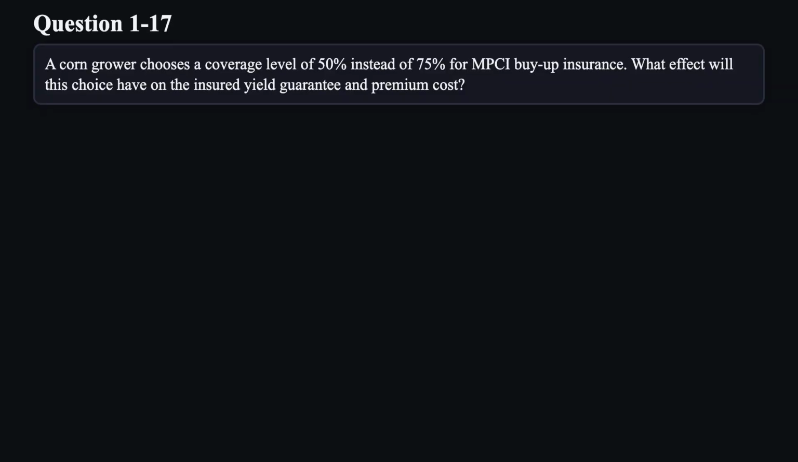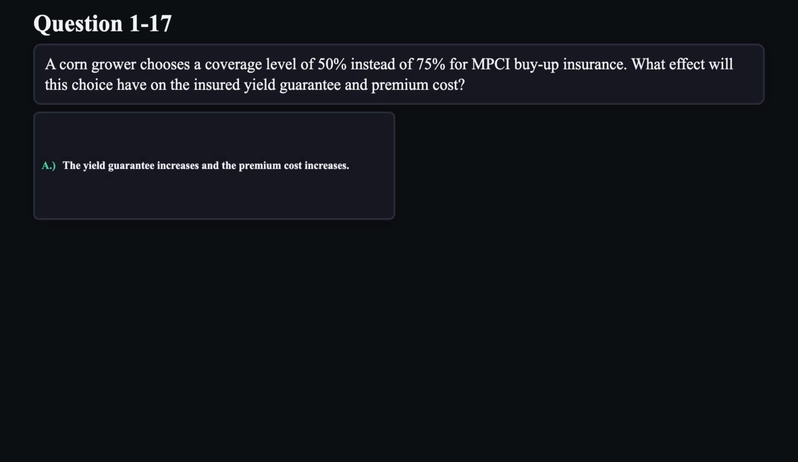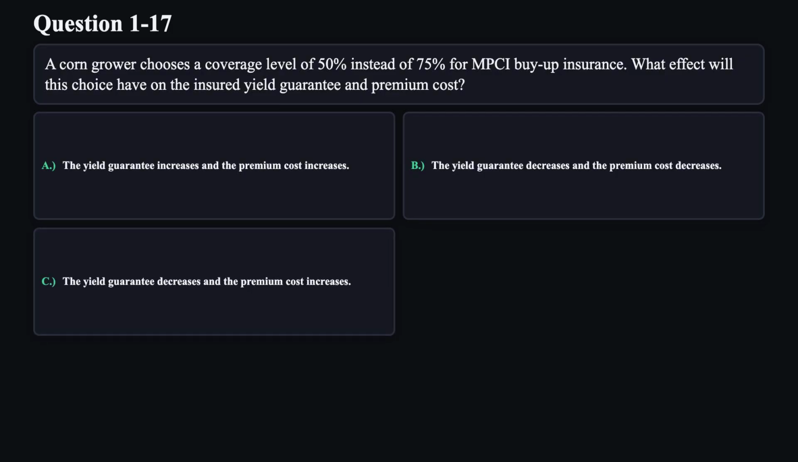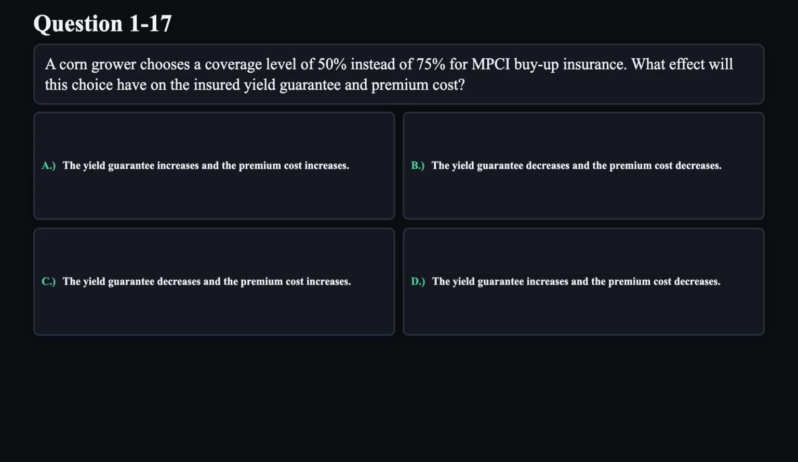Question 17. A corn grower chooses a coverage level of 50% instead of 75% for MPCI buy-up insurance. What effect will this choice have on the insured yield guarantee and premium cost? A. The yield guarantee increases and the premium cost increases. B. The yield guarantee decreases and the premium cost decreases. C. The yield guarantee decreases and the premium cost increases. D. The yield guarantee increases and the premium cost decreases.